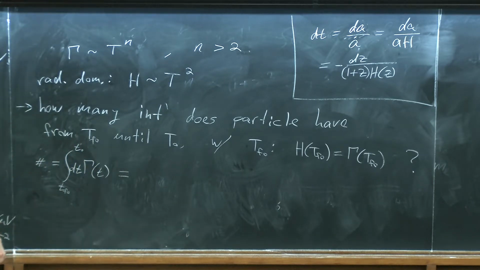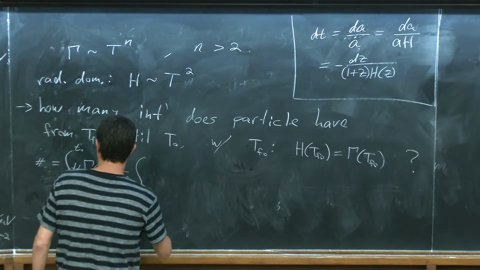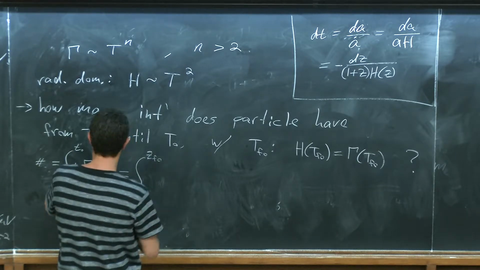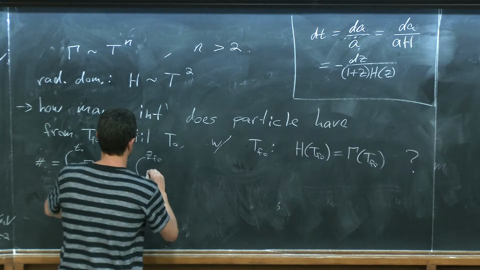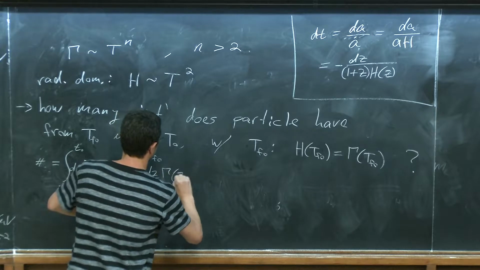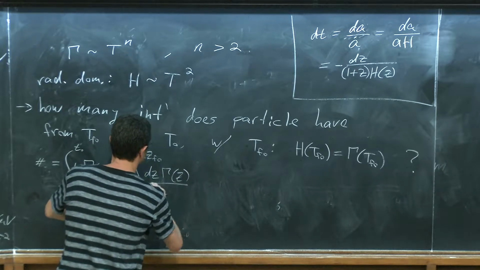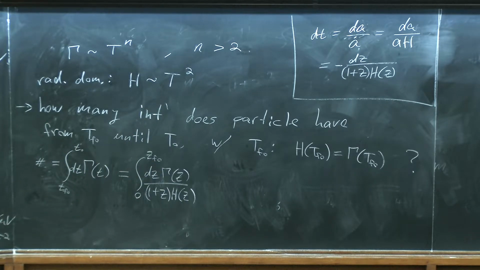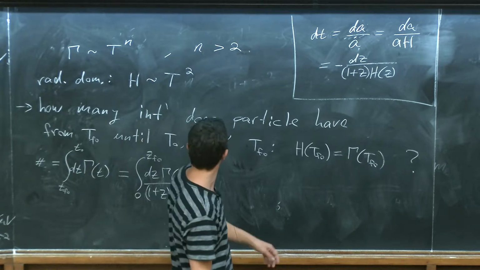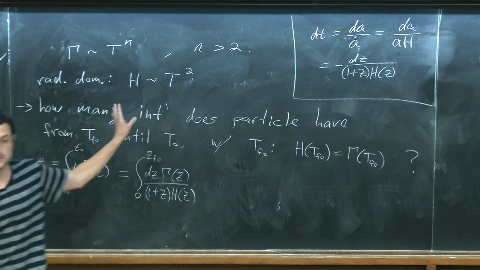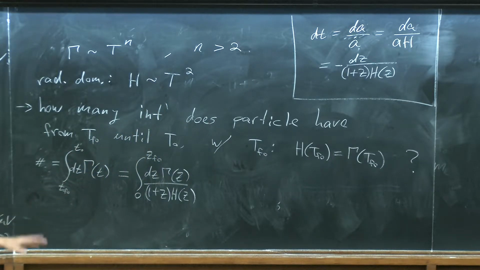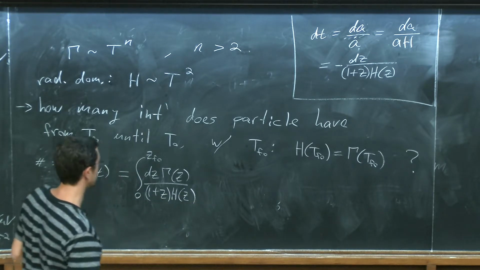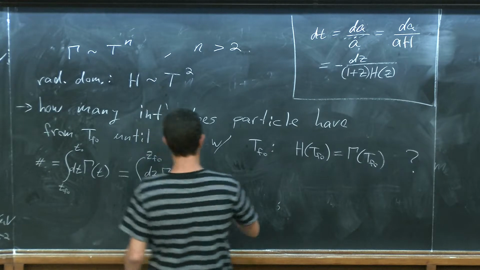So I can just convert this integral to an integral over redshift. This is now an integral from 0 until the time of freeze-out, of dz times gamma of z over (1 plus z) H of z. Now I decided to look in radiation domination, where the Hubble rate is a power law, but the same thing would also work around the transition when the power law changes for the Hubble rate and the interaction. The essence is the following.